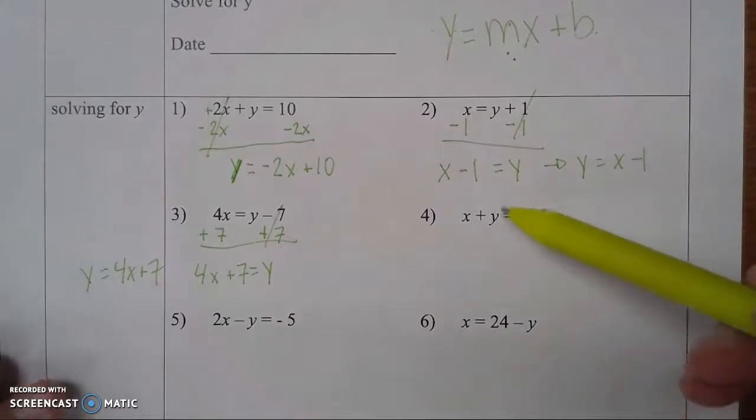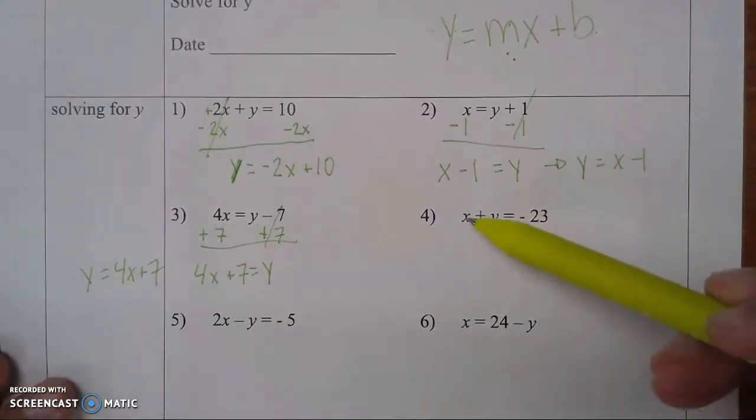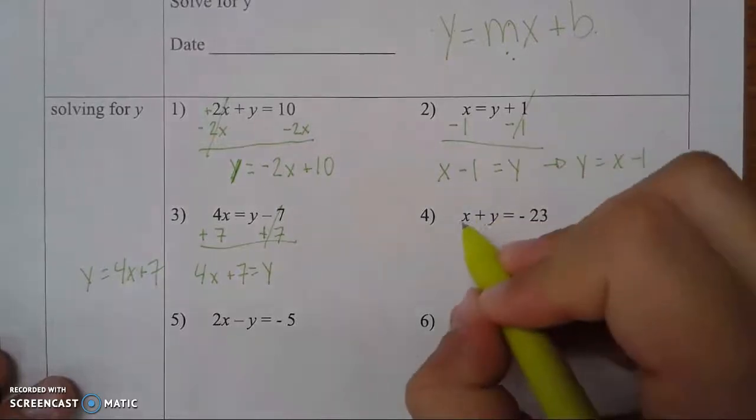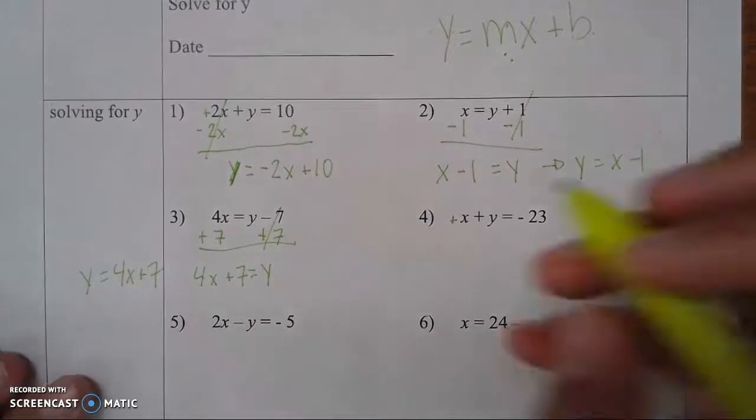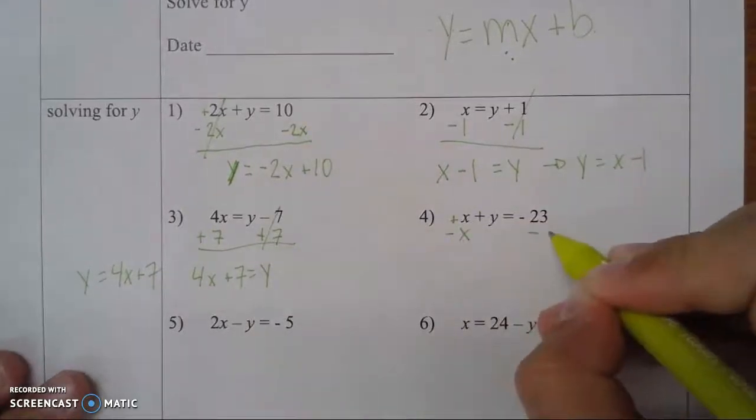All right, and number 4. Again, isolate the y, which means I need to move this x over to the other side. Right now this x is positive, or in other words, adding x. So the opposite of adding x to move it is to subtract x.